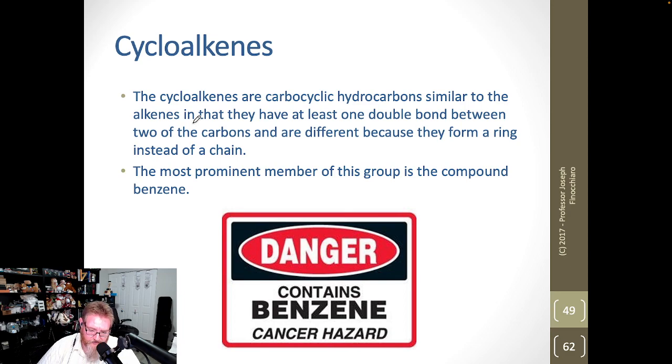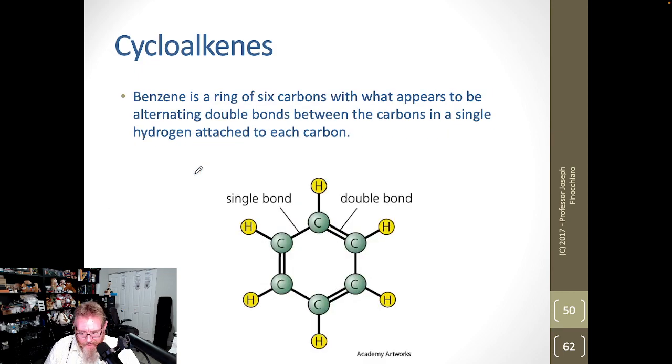What's the one we care about? Benzene. The one we care about is benzene. Benzene has these double bonds.